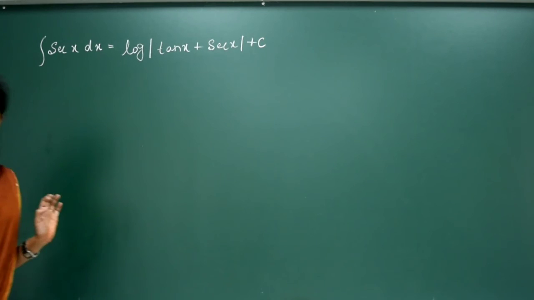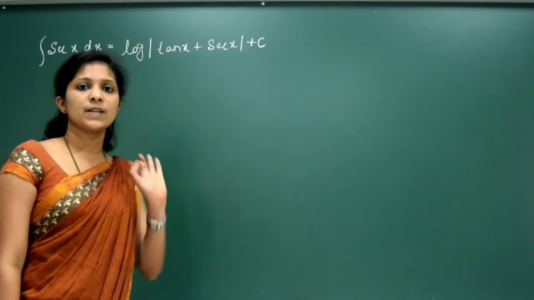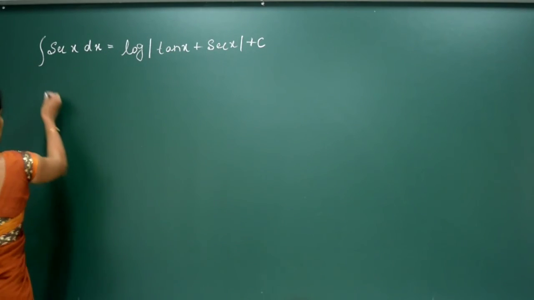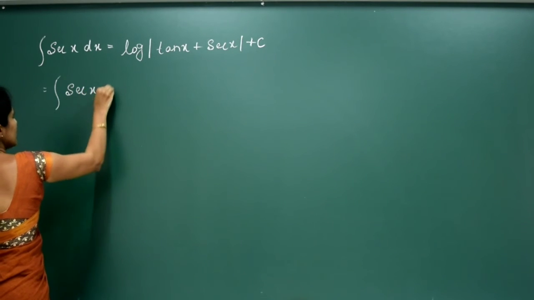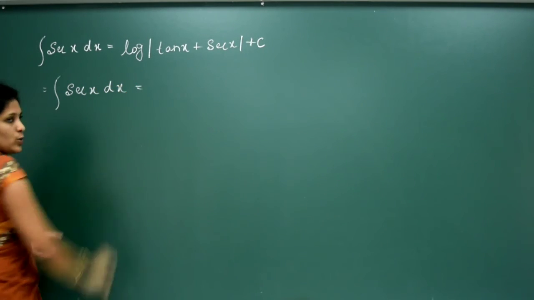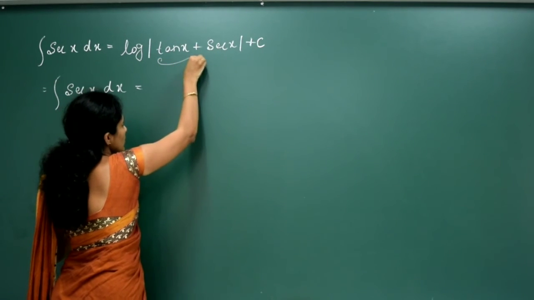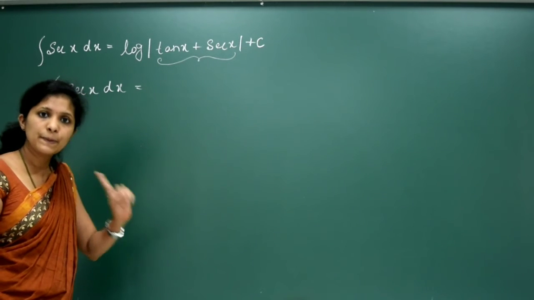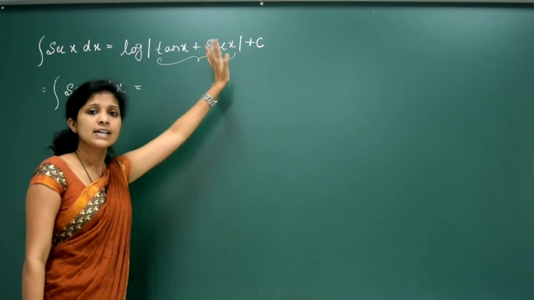Okay, integration of secant x will be equal to log mod of tan x plus secant x plus c. You need to remember this. We'll prove this also. See, integration of secant x dx, directly we cannot do this one. For that, what you have to do is, in this formula, tan x plus secant x is there, right? So we need to multiply and divide it by tan x plus secant x.